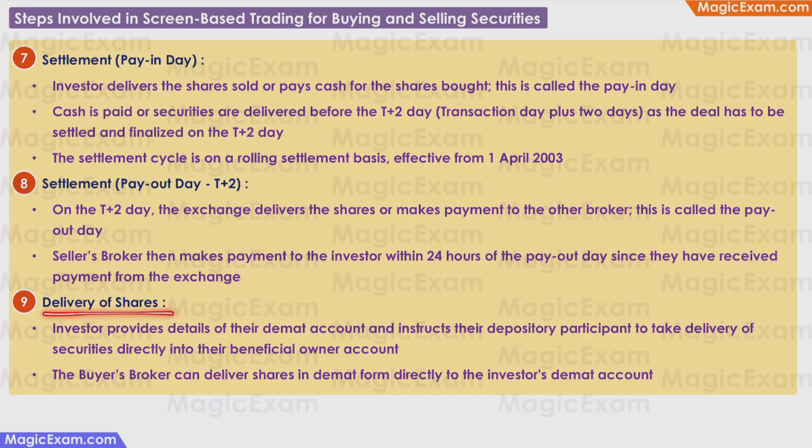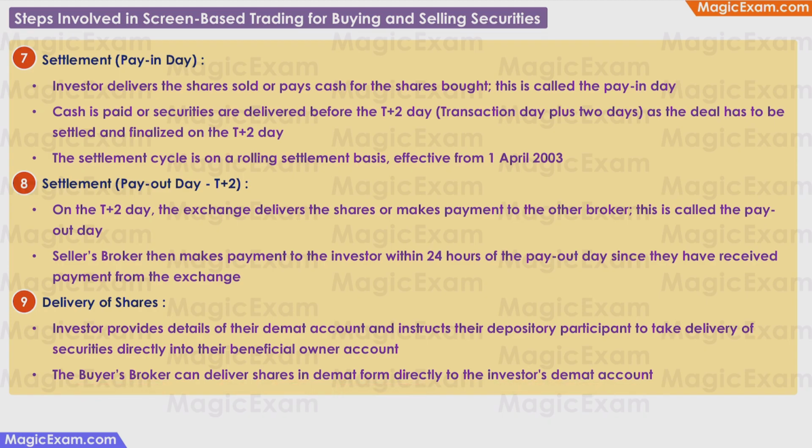The last step is the delivery of the shares to the buyer. The buyer's broker has already received the shares into his demat account from the stock exchange on T+2 day. So, if the buyer's broker does not already have all the required details, the investor provides the details of their demat account and instructs their depository participant to take delivery of the securities directly into their beneficial owner account or the demat account. The buyer's broker can then deliver the shares in demat form to the investor's demat account.